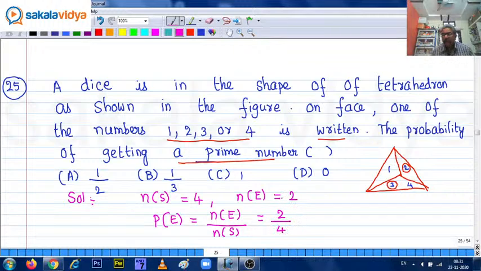So that is 1 upon 2. That means obviously A will be the right option. Am I correct?